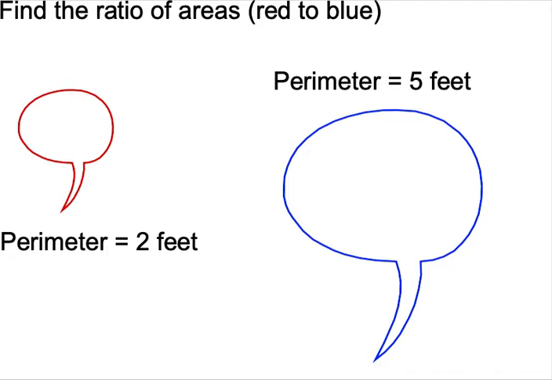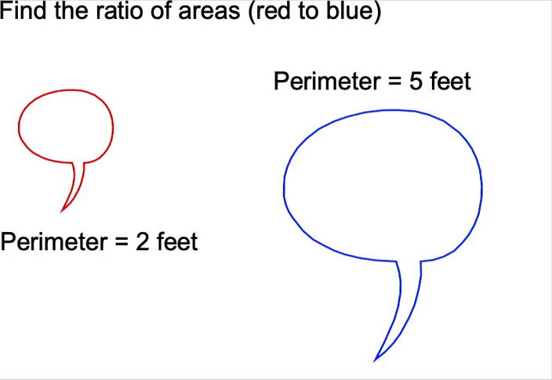Find the ratio of the areas red to blue. Now here we're not given any particular sides, just the perimeter. Since the ratio of the perimeters is directly proportional to the ratio of the side lengths, and the ratio of the areas is directly proportional to the square of the side lengths, the ratio of the perimeters squared is the same as the ratio of the areas.